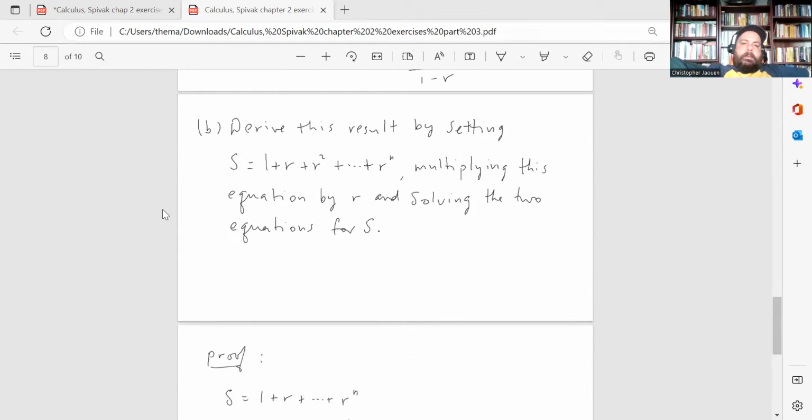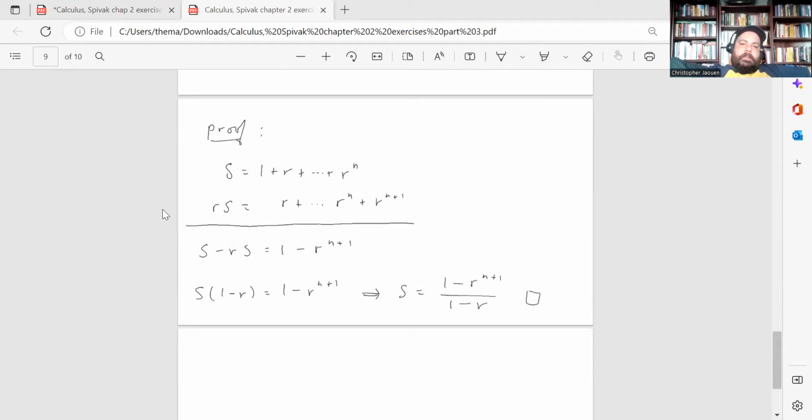Okay, and then in part B, he asks us to derive the result by setting s equal to 1. So we're going to use partial sums. In other words, s is 1 plus r squared, etc., up to r to the n, multiplying this equation by r and solving the 2 equations for s. So I'm doing that down here.